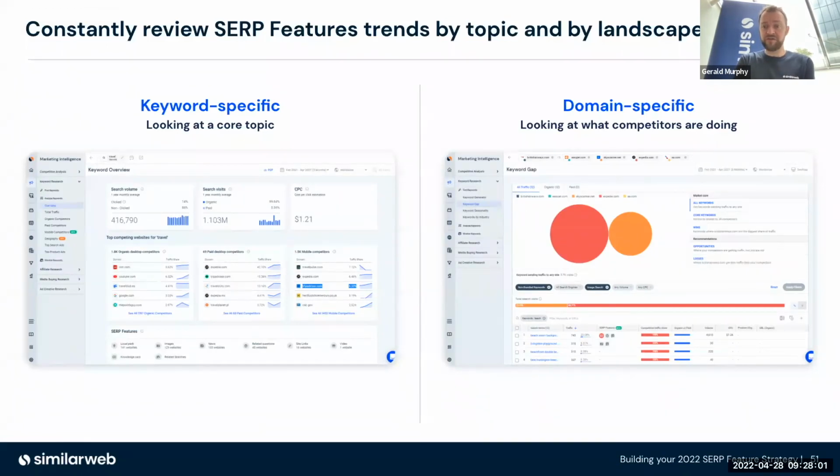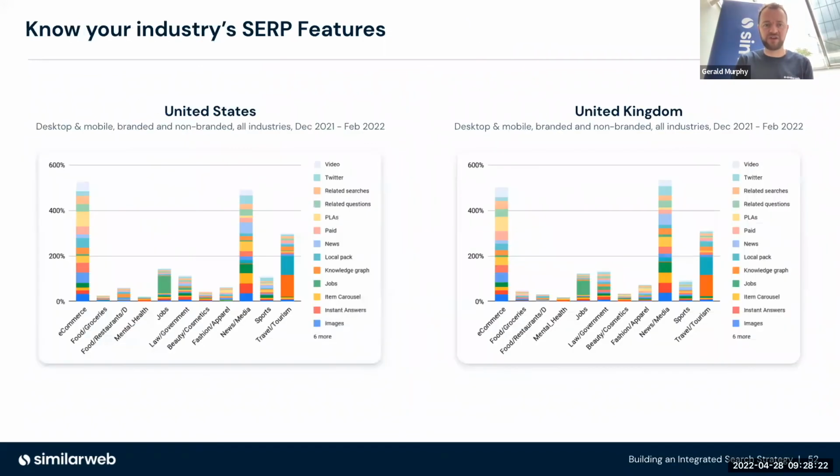So when you're looking at SERP features using Similarweb, there's two core ways of doing it. You can look at it at a keyword level, which allows you to analyze keywords or a group of keywords in a list. Or secondly, you can look at it at domain level, in which case you can find out what SERP features my competitors are ranking for and getting traffic from versus which ones I am missing out on. And that can really help us to develop our strategy.